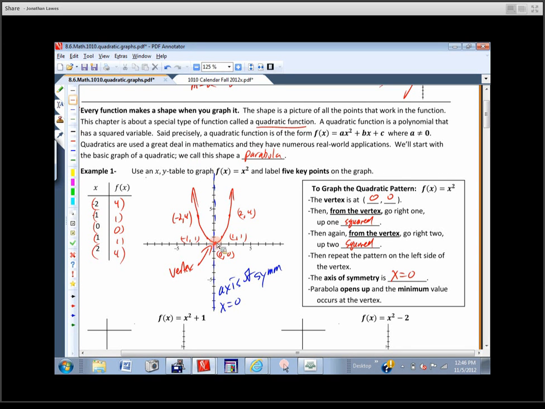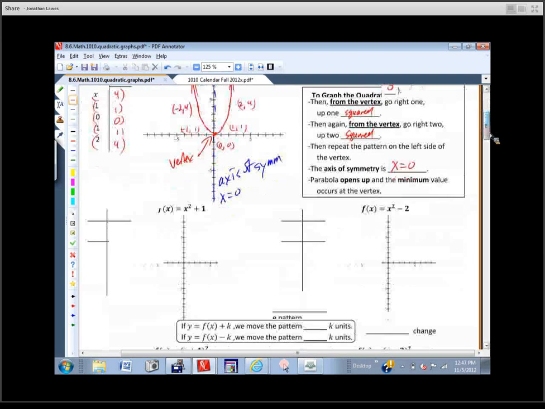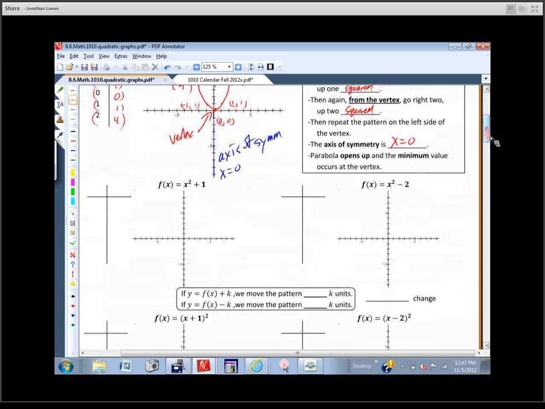Hit the lowest point right here at 0, 0, and then head back up. Okay? So we'll call this opening up, and we'll call that a minimum that occurs at the vertex. Okay, are there any questions? Okay, that is the basic shape. Okay, now we're going to make some adjustments to that basic shape.